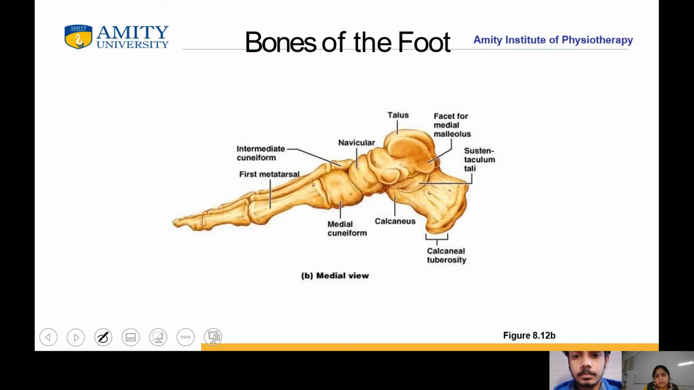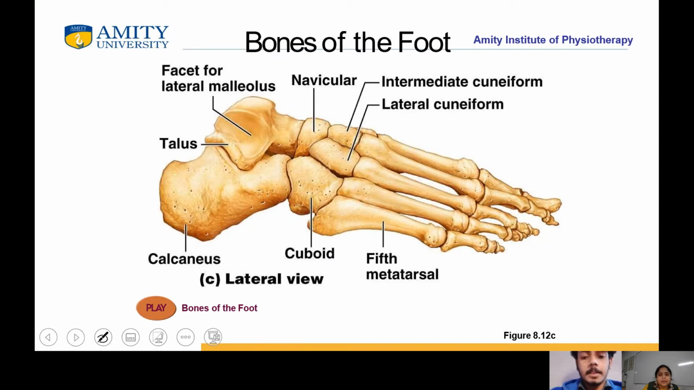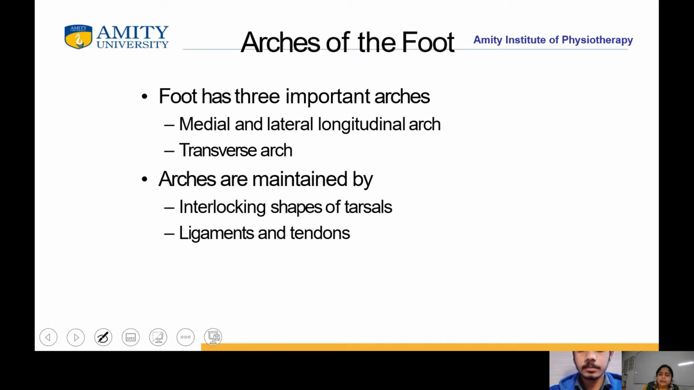This is the medial view of the tarsals, metatarsals, and the sustentaculum tali, which is on the calcaneus. This is a very important landmark. Then in the lateral view, we have calcaneus, cuboid, talus, facet for lateral malleolus, intermediate cuneiform, and lateral cuneiform. Then, a very important part comes: the arches of the foot. The foot has 3 important arches, that is the medial and lateral longitudinal arches, as well as the transverse arch.